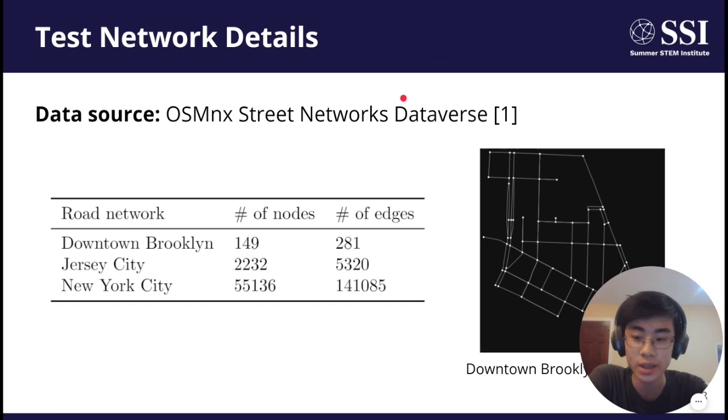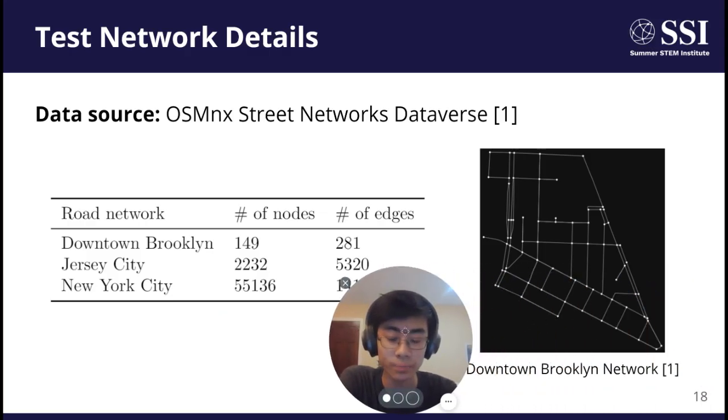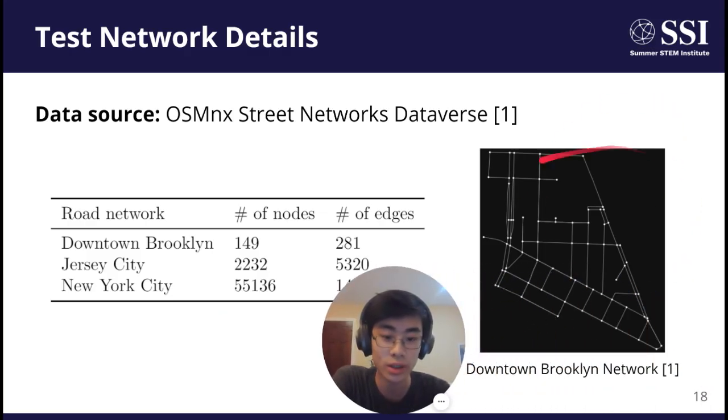The networks that we will be testing on range from small to large. They are the downtown Brooklyn, Jersey City, and New York City networks, as detailed in this table shown. All of this data has come from the OSMnx Street Networks Dataverse, which is a compilation of many different road networks from across the US. And on the right side here is a visual layout of the smallest road network that we will be testing on.